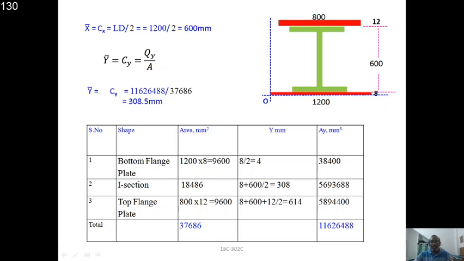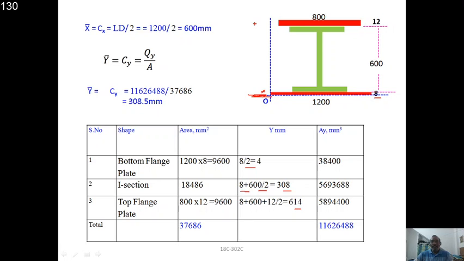Here there are three portions: the bottom flange plate, the I section and the top flange plate. For all three, tabulate their areas A1, A2, A3 and obtain Y1, Y2, Y3, all with respect to the origin of the Y-axis. For Y1, take half of the thickness of the flange plate. For Y2, it is not originating from the origin, hence you need to add the thickness of the bottom flange plate and take half of the I section depth, 600 by 2, to get the Y2 value.